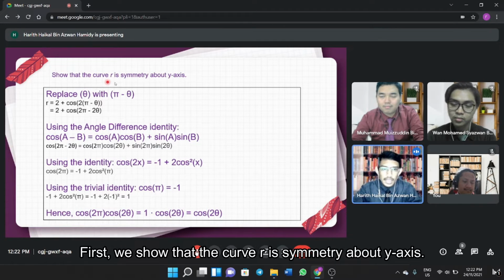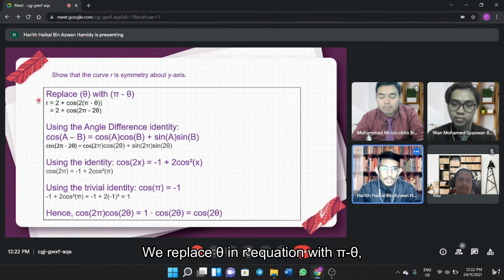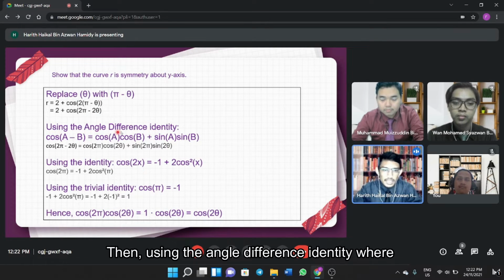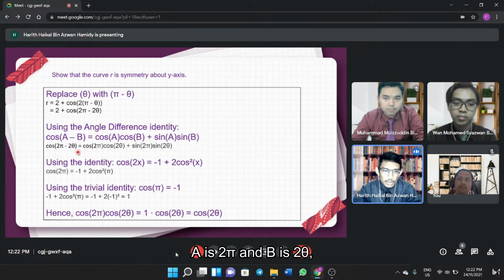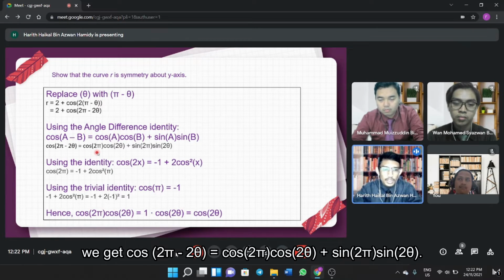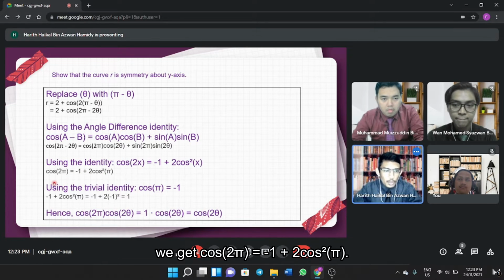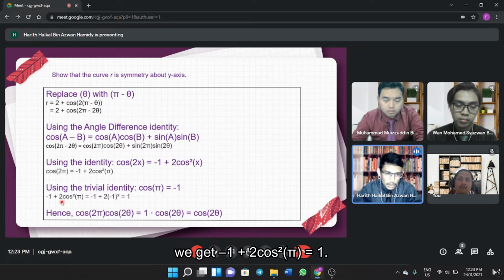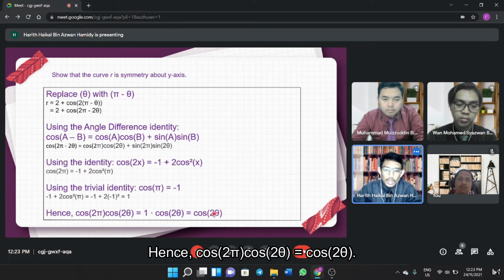First, we show that the curve r is symmetric about the y-axis. We replace theta in the r equation with pi minus theta. We get r equals 2 plus cos 2 pi minus 2 theta. Then using the angle difference identity where A is 2 pi and B is 2 theta, we get cos 2 pi minus 2 theta equals cos 2 pi cos 2 theta plus sin 2 pi sin 2 theta. Then using the identity where x is pi, we get cos 2 pi equals negative 1 plus 2 cos square pi. Then using the identity cos pi equals negative 1, we get negative 1 plus 2 cos square pi equals 1. Hence, cos 2 pi cos 2 theta equals cos 2 theta.